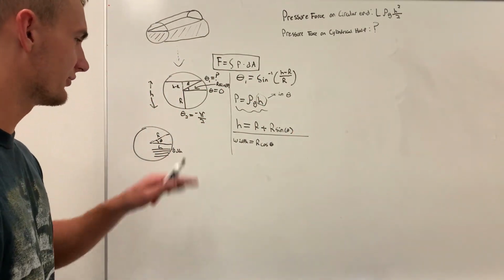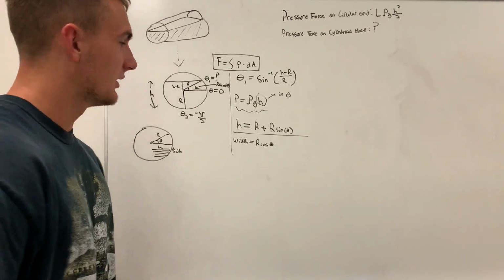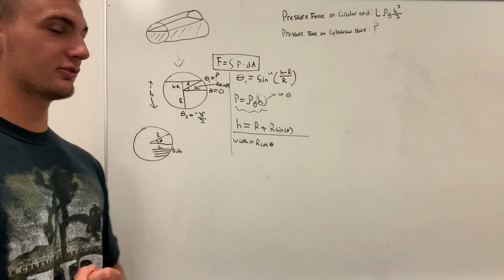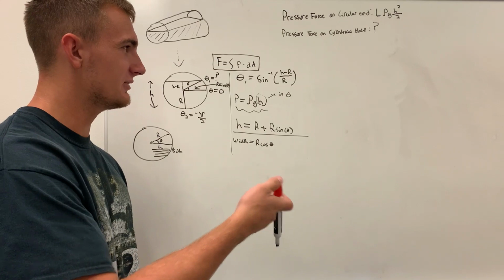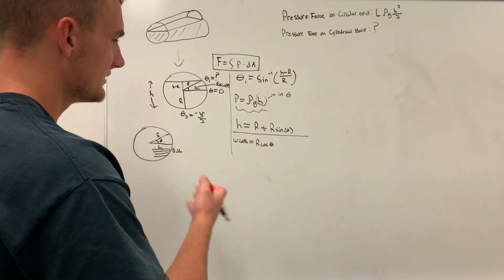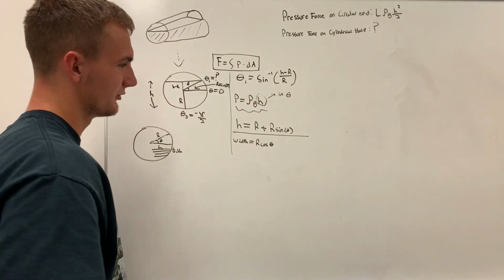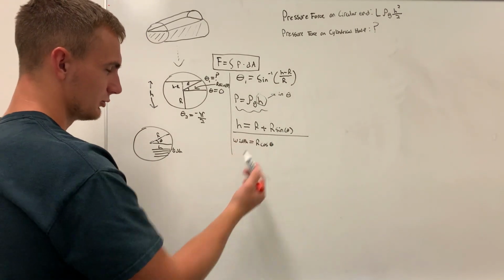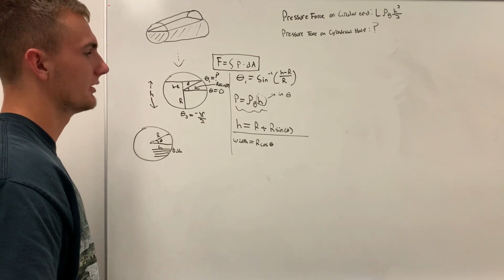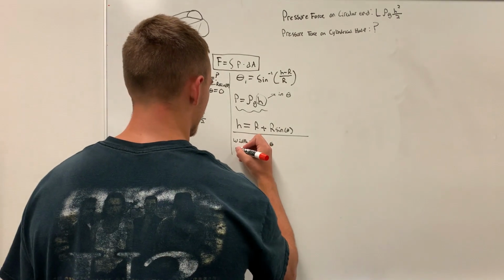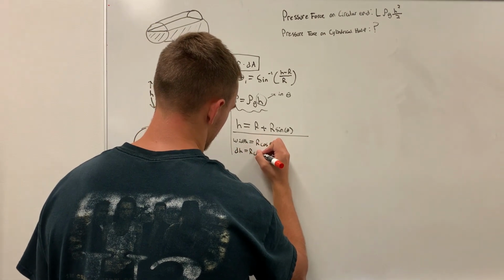Now, we also had to express this dH in terms of theta as well. And this is actually rather straightforward, because for our pressure, we had to express H in terms of theta. So to get dH, all we have to do is integrate this expression here. The integral of sine theta is cosine theta. So we will have dH is equal to R cosine theta.